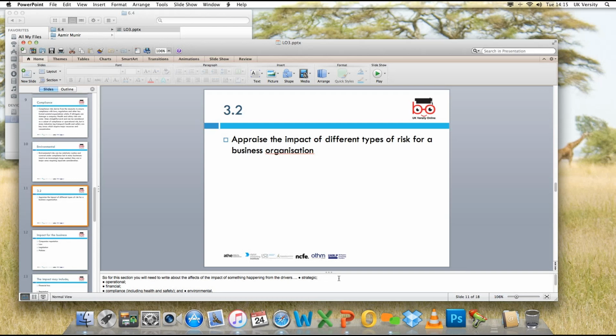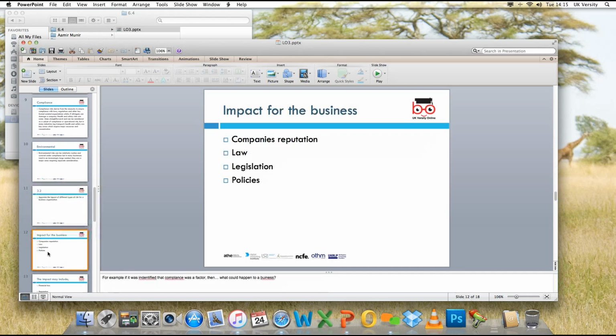The next learning outcome is 3.2. It says appraise the impact of different types of risks for a business organisation. So obviously we spoke about the different ones from the operational, the financial, compliance and environmental. So link the findings to the company's reputation. If these risks went ahead, exactly what would happen in terms of the law, in terms of legislation, in terms of policy. So if it was identified that compliance was a factor, then what could happen to the business?